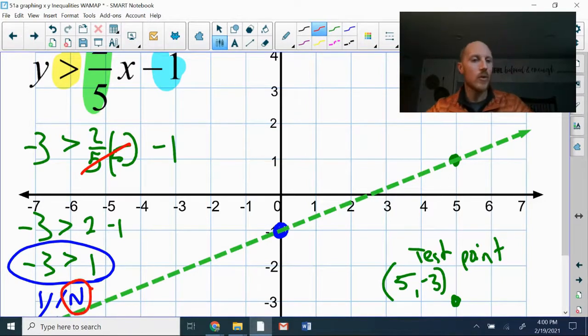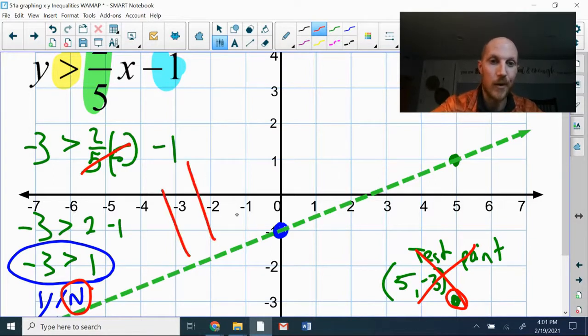No. So when I answered no, really the question that's getting answered is, is this test point in the part of the graph where I'm supposed to shade? No, because I didn't get a true number sentence when I used those coordinates. So this test point is below the green line, and it is not the side of the graph that I'm supposed to shade. So I'd say, okay, if I'm not going to shade down here, then the alternative is I'm supposed to shade above.